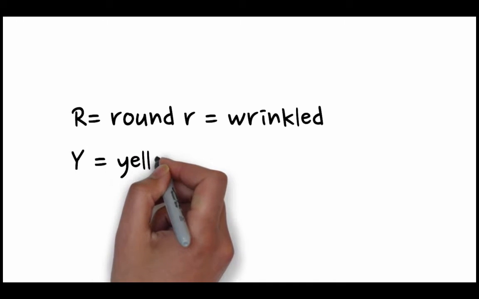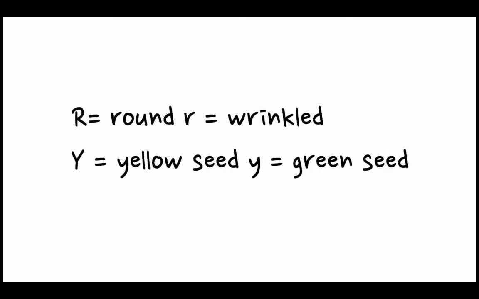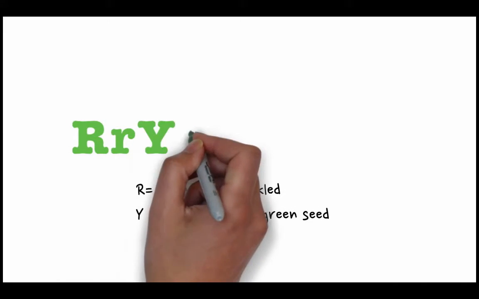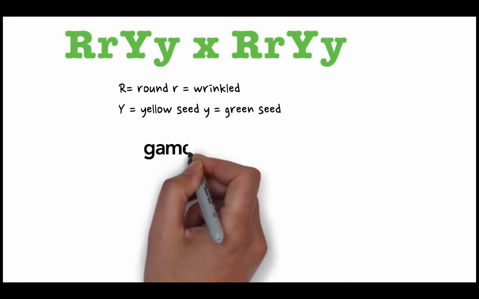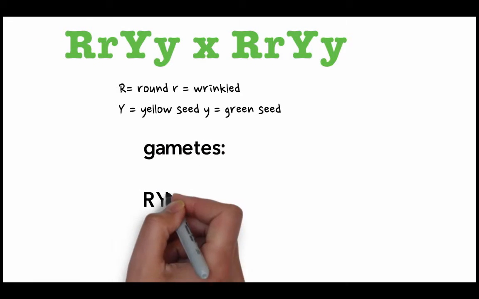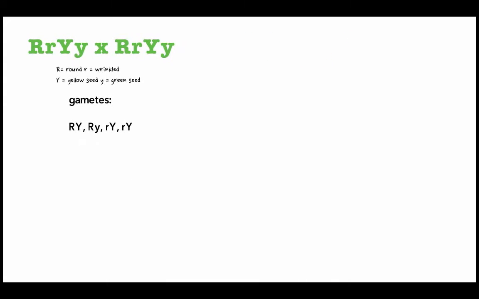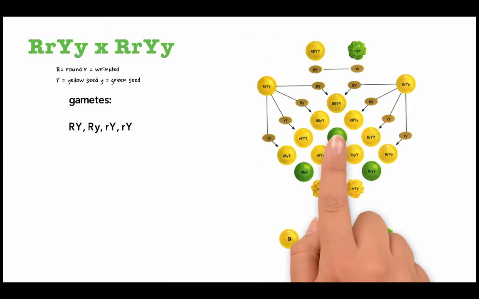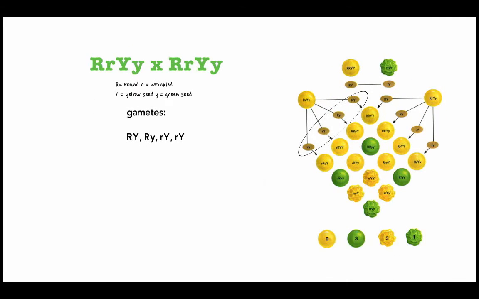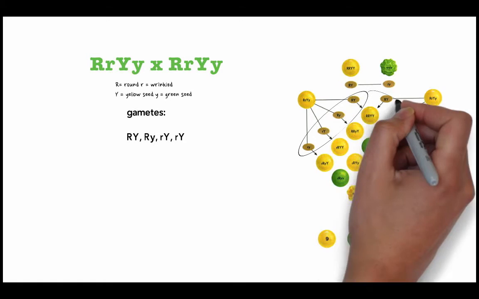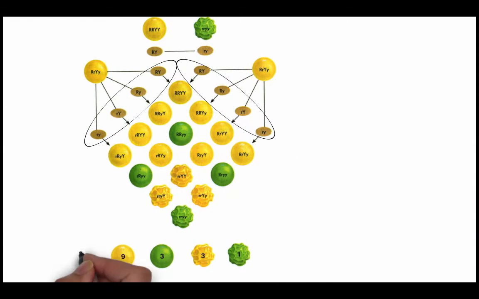Now let's take a look at an example. In peas, round seeds are dominant to wrinkled and yellow seeds are dominant to green. Let's examine the cross between 2 plants that are heterozygous for both traits. The gametes that can be formed are big R, big Y, big R, little y, little r, big Y, and little r, little y. You'll see that the gametes were filled across the top and sides of the Punnett square. They're identical in this case since the parents are both heterozygous for both traits, and the genotypes for the offspring are completed and color-coded for the phenotype.